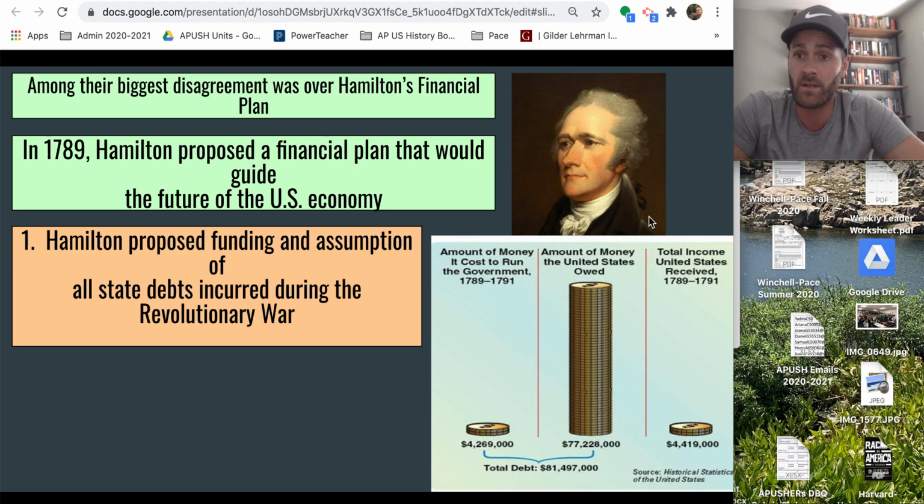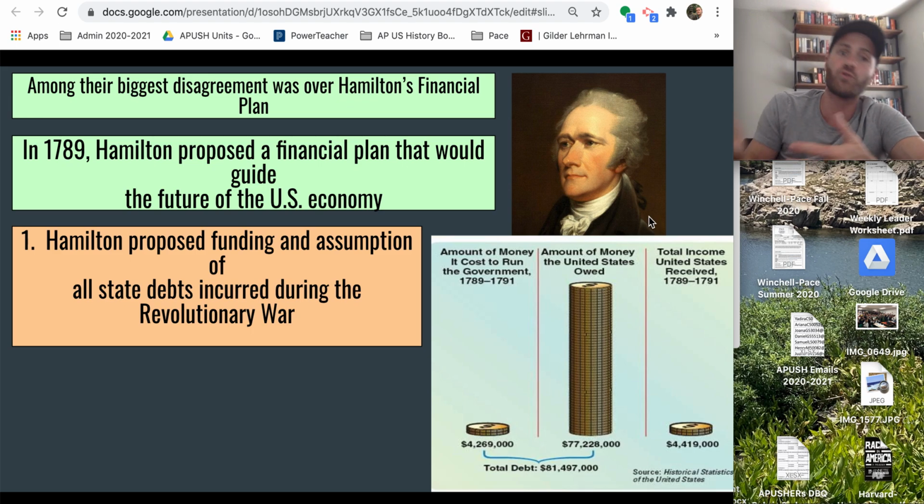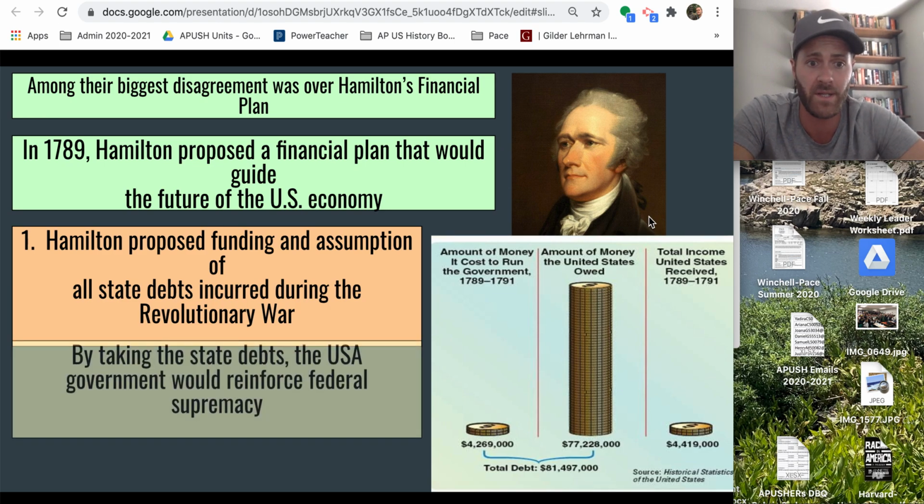That probably sounds like a pretty good deal, right? The federal government's going to take my debts as the state of Virginia or the state of New York, and they're going to pay them for me? That's pretty solid. So the U.S. government, the federal government's going to fund, pay for the debts, and assume the debts, take over the debts from the states and pay them for the states. Sounds like a pretty good deal.